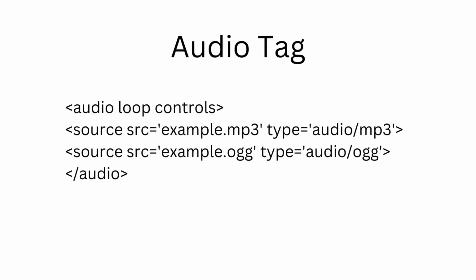Similarly, the audio tag can be used to embed audio within a web page. Just like the video tag, we add a source element and specify the format using the type attribute, such as audio/OGG. Multiple source elements can be added to accommodate for different browser support of file types. Overall, understanding how to use media elements in HTML is essential for creating dynamic and engaging web pages.